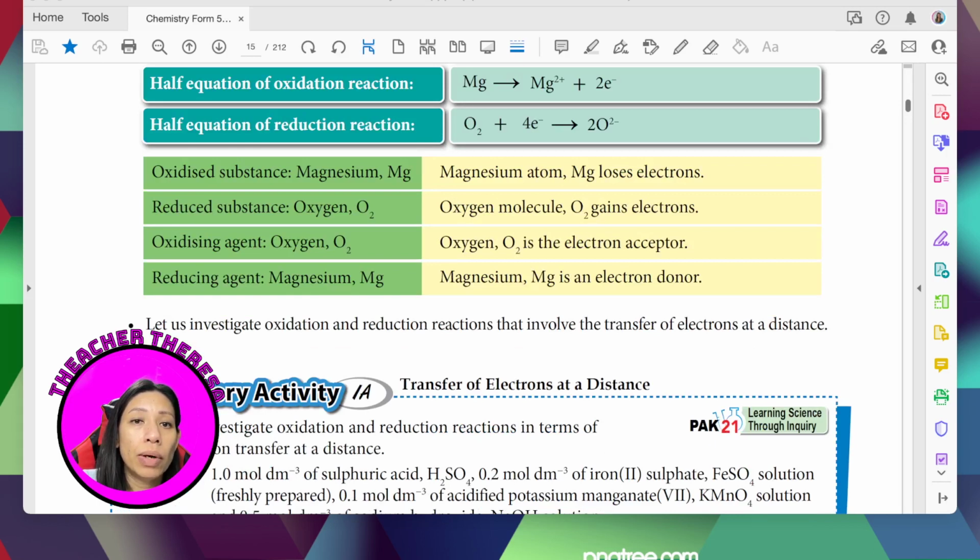So why does magnesium undergo oxidation? It loses electrons. Whereas oxygen gas gains electrons, so it undergoes reduction. The oxidizing agent here is the substance that undergoes reduction. The one undergoing reduction here is oxygen, so oxygen gas is the oxidizing agent. Magnesium undergoes oxidation, so magnesium is a reducing agent.